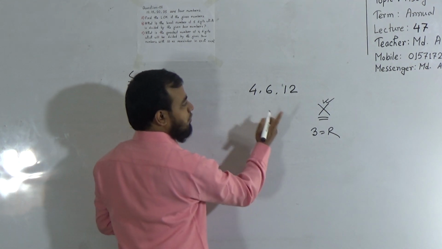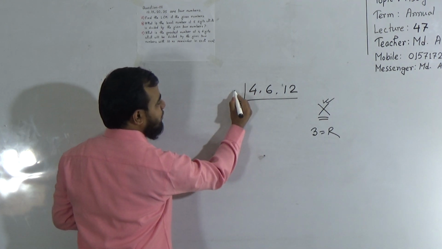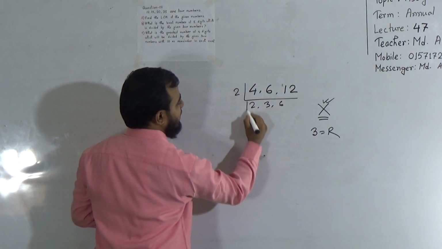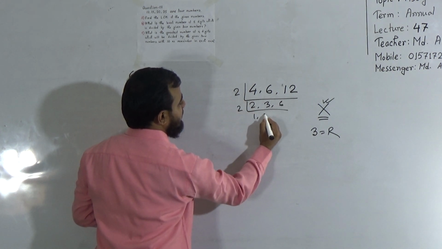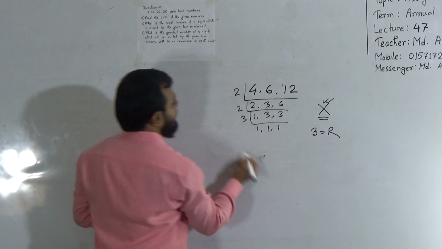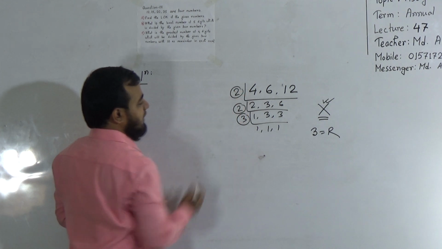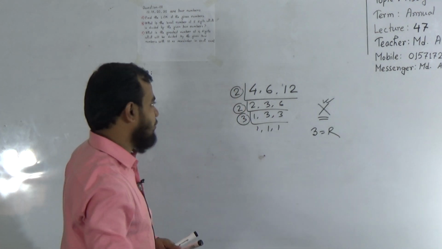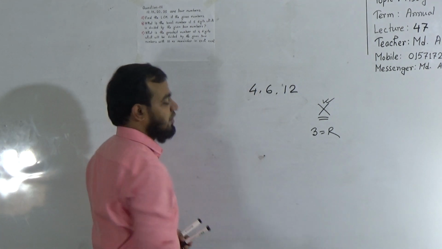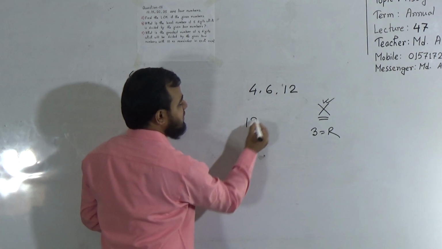The three numbers' LCM will be what? Okay, find out the LCM first. It will be 6. Now it will be 2, 1, 3. It's 3. Now 3, it's 1, 1, 1. So 3 2s are 6 and 6 2s are 12. That means the LCM of 4, 6 and 12 is nothing but 12. The LCM of these three numbers is 12.